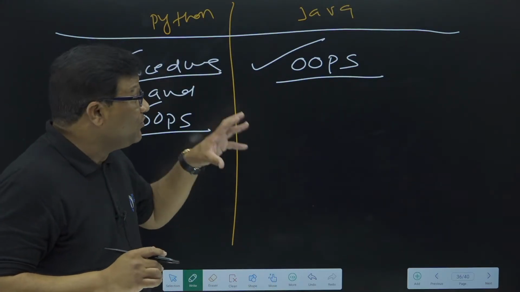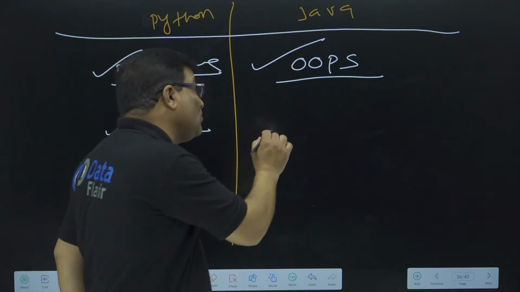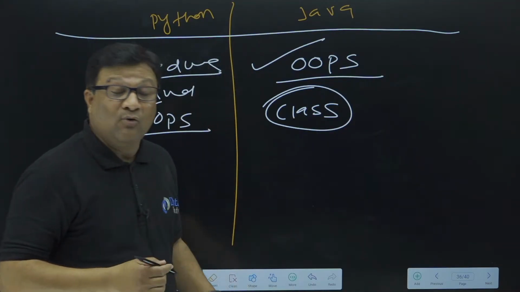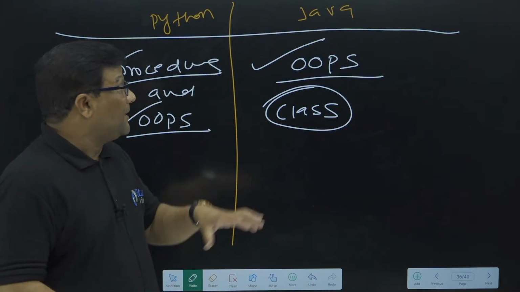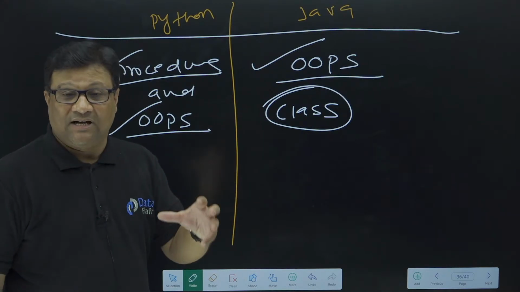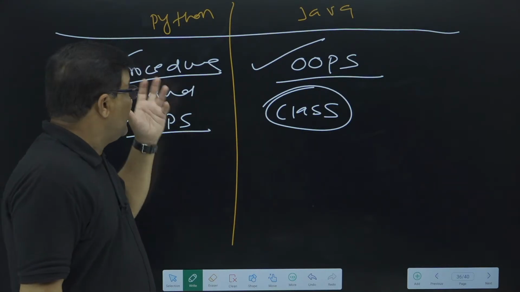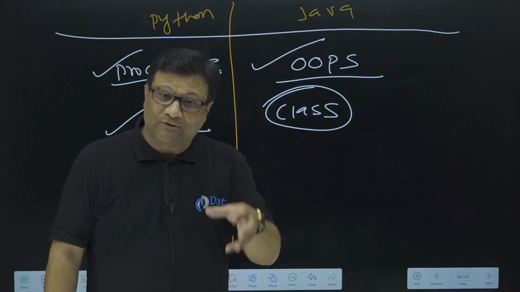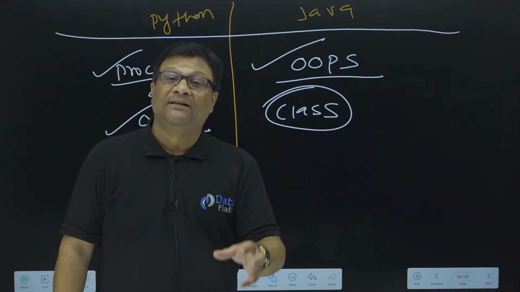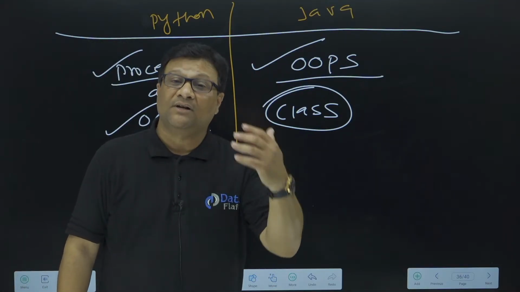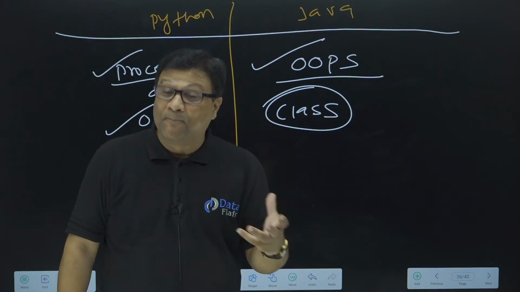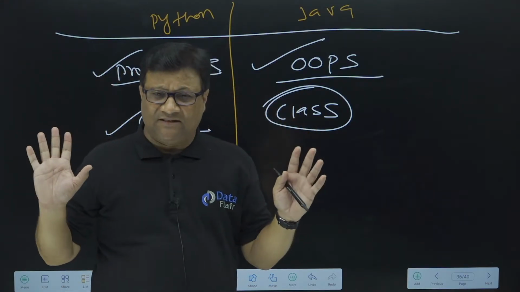So in Java, there is no case where you write any program without a class. In Java, if you want to write code, you have to use the classes concept. Without a class, you are not allowed to write anything in Java, right? But in Python, both approaches are there. In Python, we use the procedure oriented approach as well as the object oriented approach. That means in Python, it is also possible to write code without classes.